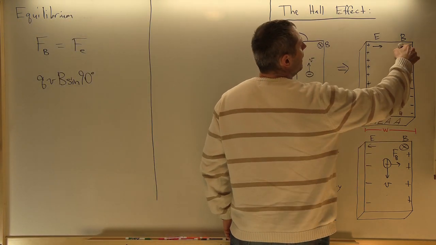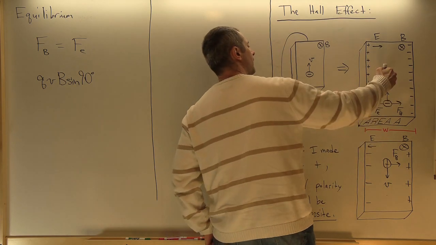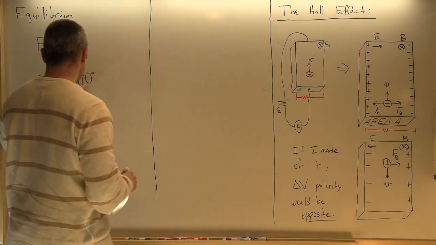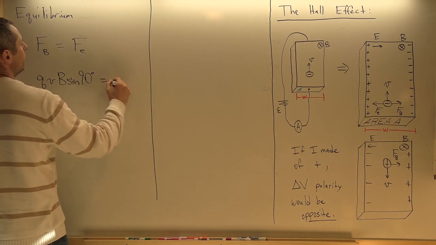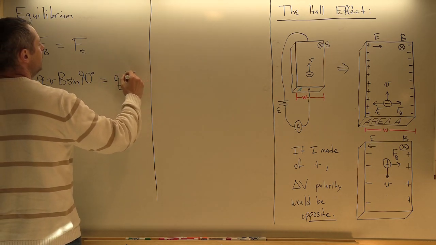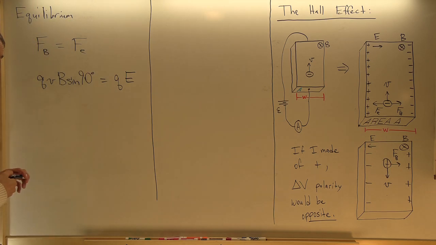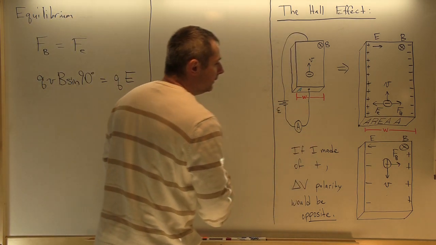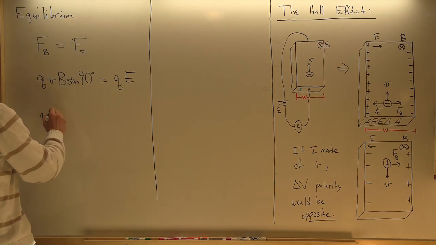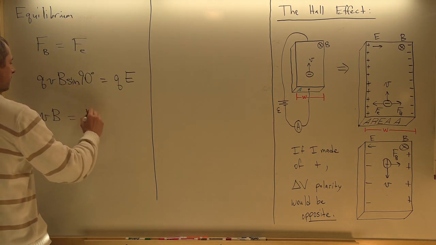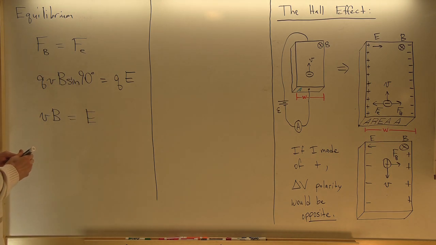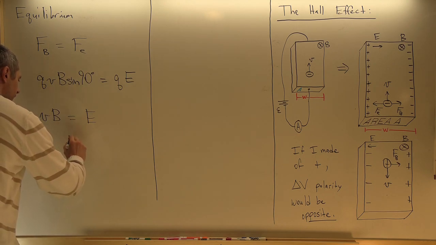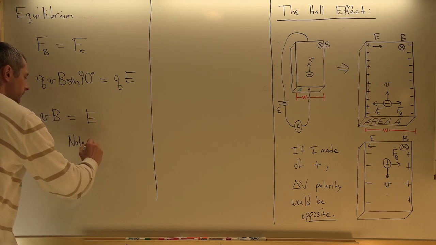Why 90 degrees? Velocity is going like this, and magnetic field's going in. Velocity, magnetic field, 90 degrees to each other. That's where that comes from. And the electric force is Q times that electric field that eventually forms because of deflection electrons. Again, the charge goes away. And what I can do is I can solve for, but note that the voltage, the electric field creates a voltage.